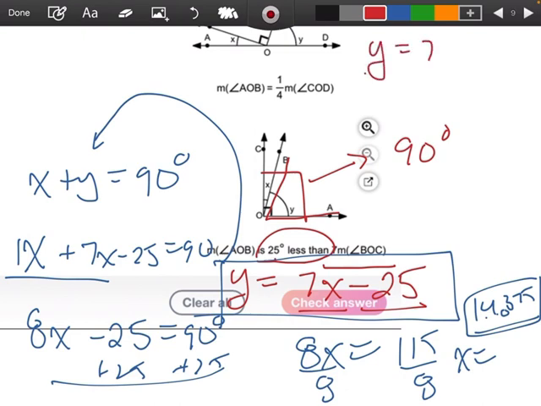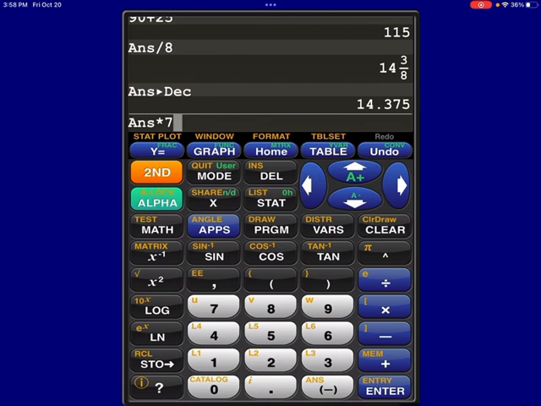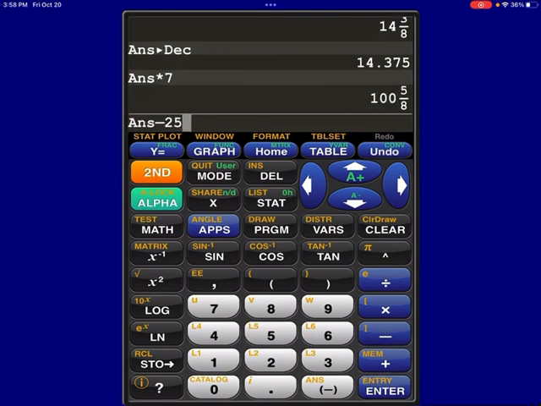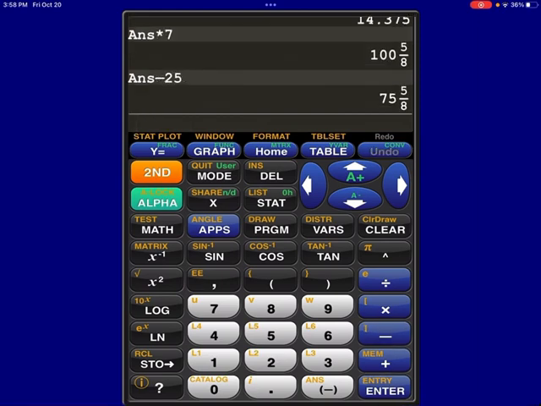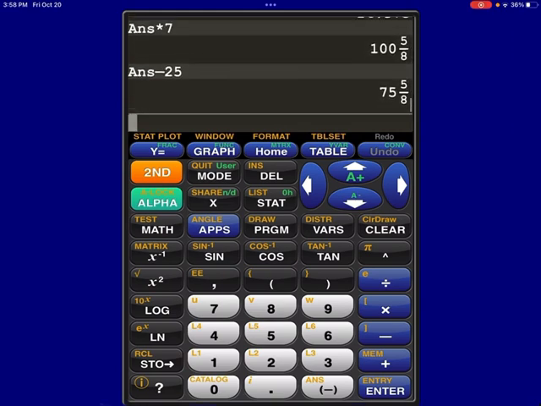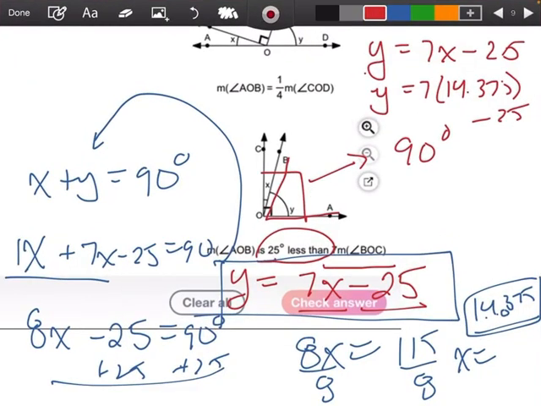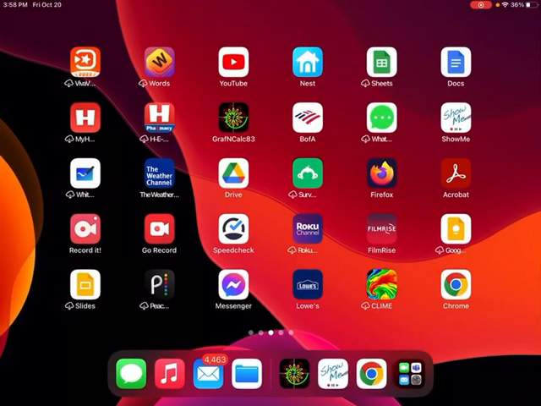I still need to find the measure of angle y, okay? So y'all, remember, we said earlier that the measure of angle y was 7x minus 25, right? But now I'm going to take 7 times 14.375 and subtract 25 from it. So let me multiply this guy by 7, and let me subtract 25. And I'm coming up with 75 and 5/8. The other one was 14 and 3/8. I'll check my answers in a little bit.